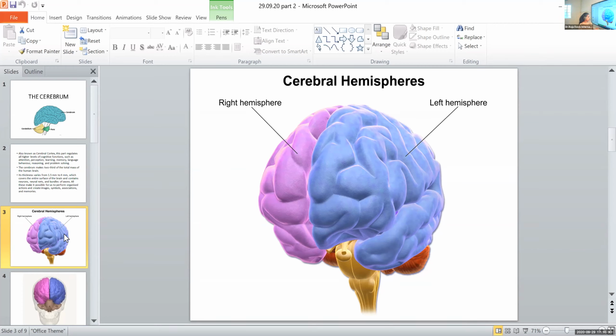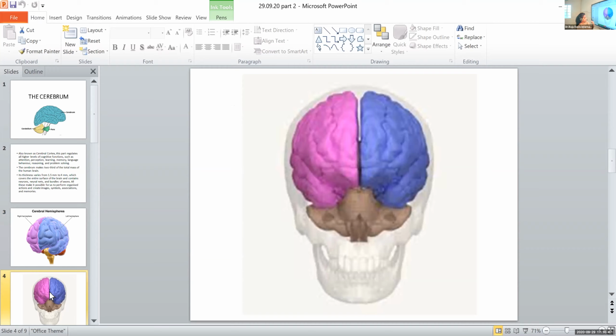And we can tell that the brain is divided into two equal halves based on the left and right side. So obviously they become the left and right hemispheres of the brain. And this is one angle. From another angle, from the front part, it would probably look like this.